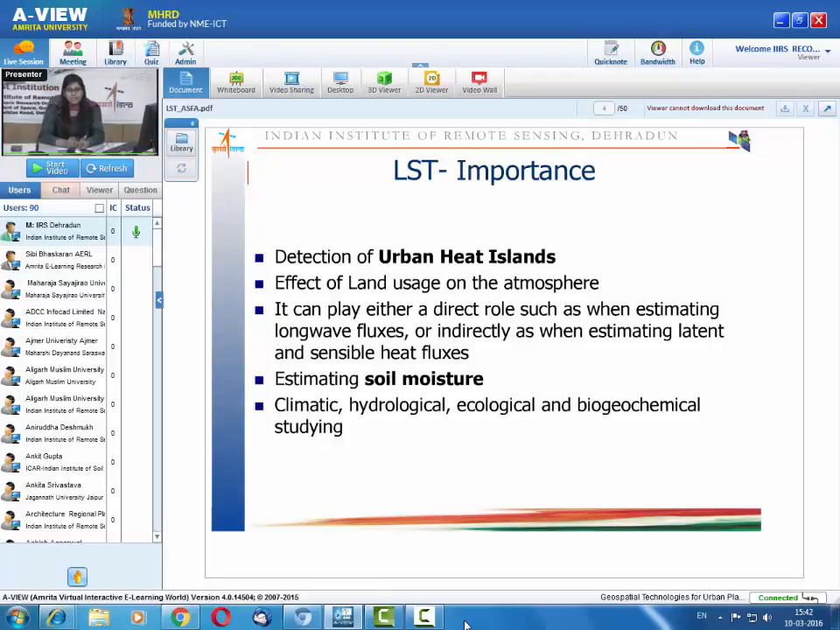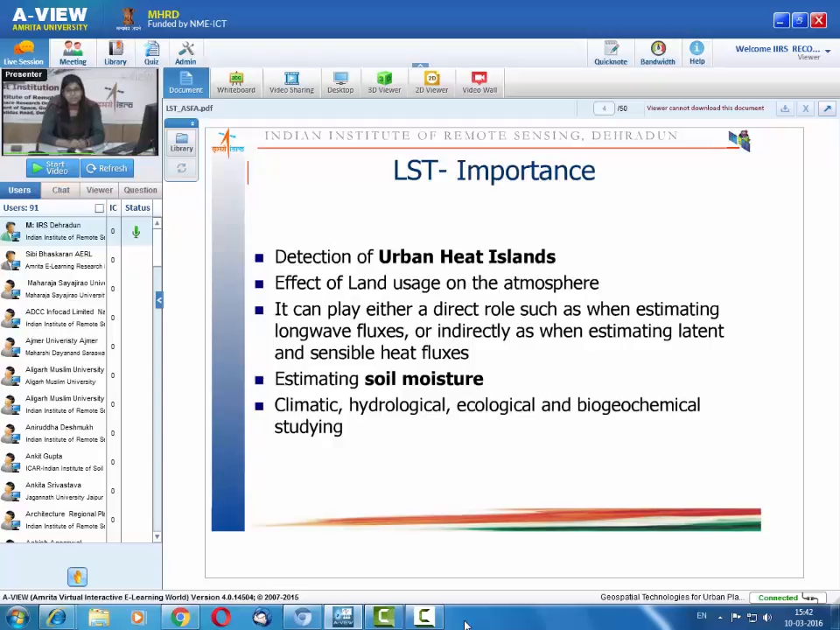So we need to plan accordingly and plan in such a way that green spaces help in maintaining the surface temperature as well as the ambient air temperature. At this point, I would also like to mention that air temperature and surface temperature both have a close interrelation with each other.